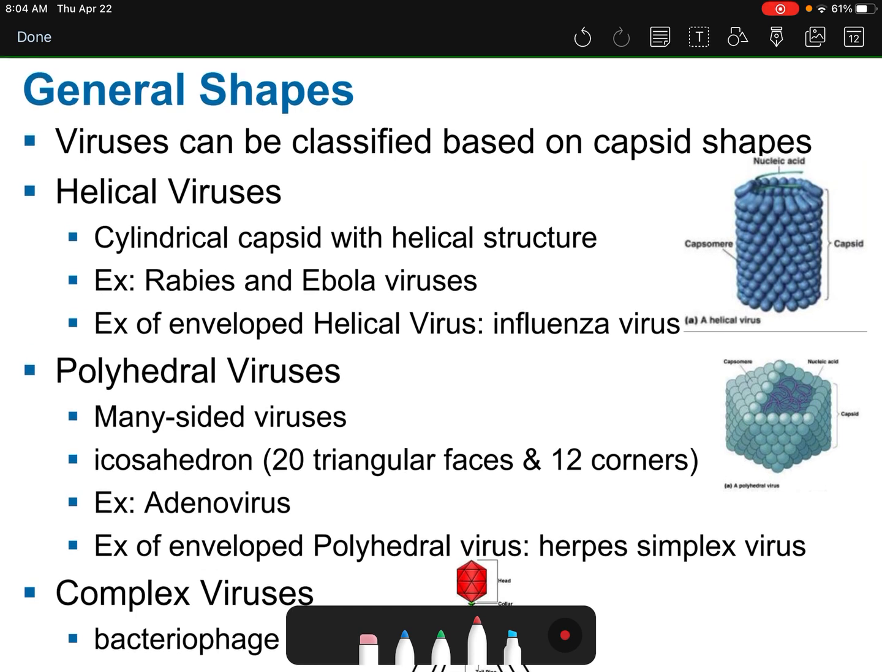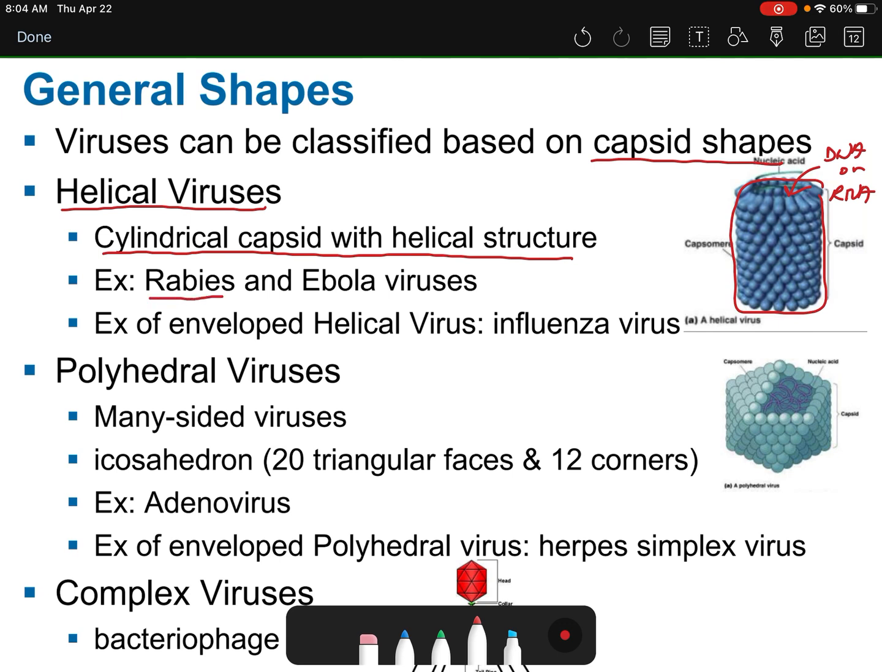When we look at the shapes of viruses, the two main kinds are based on what the shape of their capsid looks like. They can be helical viruses. They're kind of cylindrical in shape with a helical structure. So here you have this cylindrical shape. It's kind of hollow inside because that's where the DNA or RNA would be. Rabies and Ebola virus are examples of helical viruses. An enveloped helical virus is influenza.